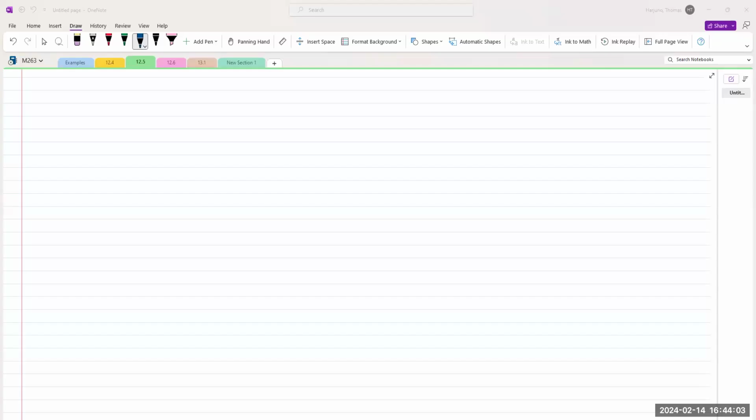So we will work on section 12.5. It consists of two parts. First one, equations of lines. And then the second part, equations of planes. First one, on lines.